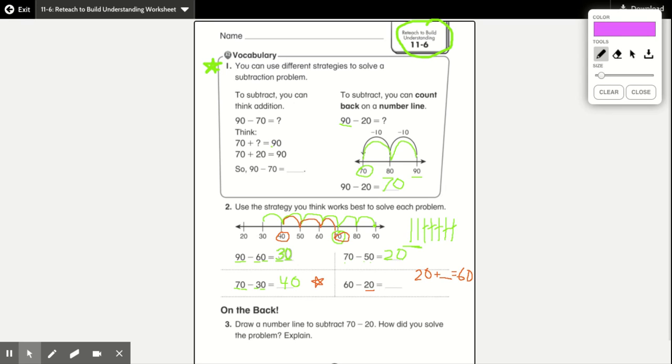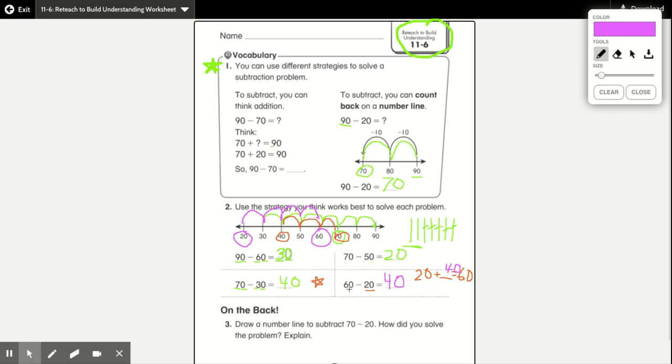So I'm going to start at 20. And I need to get to 60. I want to see how many hops it's going to take me to get to this answer here. How many hops is it going to take me to get to 60? Ready? 10, 20, 30, 40. So it took me 4 tens, 4 hops. And 4 tens equals 40. So that means 60 minus 20 equals 40, and 20 plus 40 equals 60.